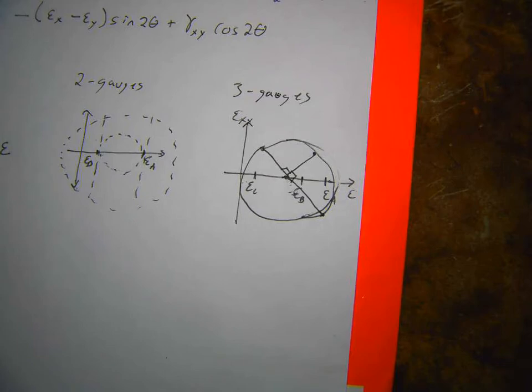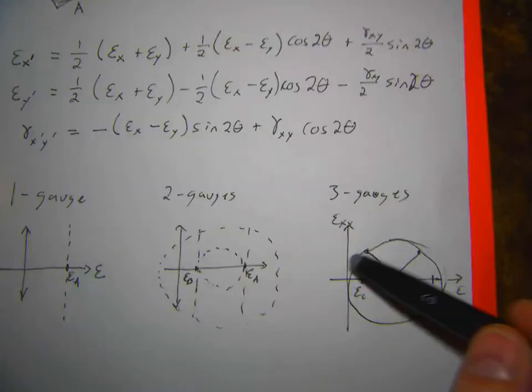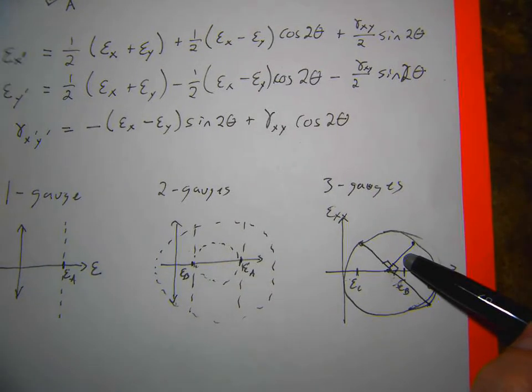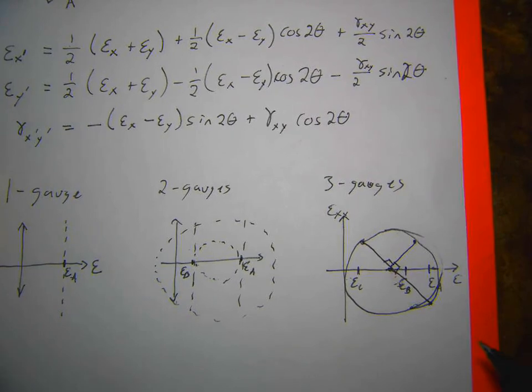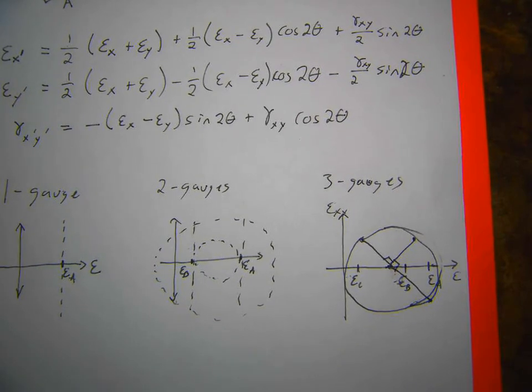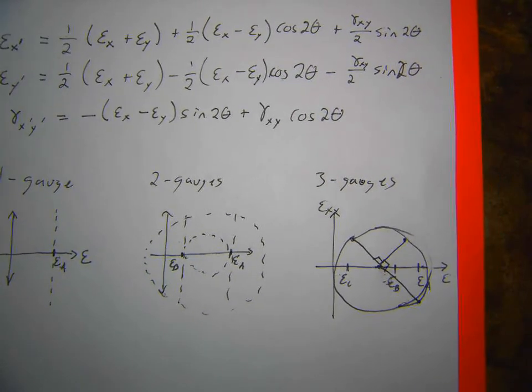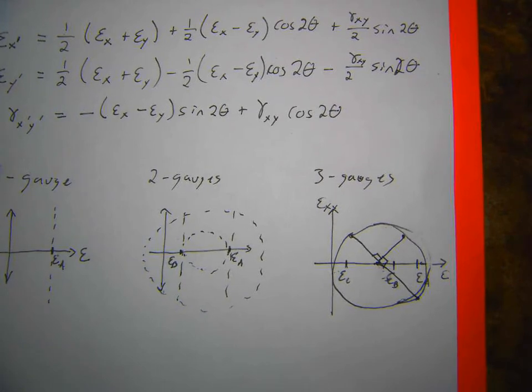If they're 45 degrees relative to each other, then 2 theta would be 90 degrees relative to each other on the circle. Cool. So tomorrow we'll talk about the rest of strain gauges and elastic transformations.